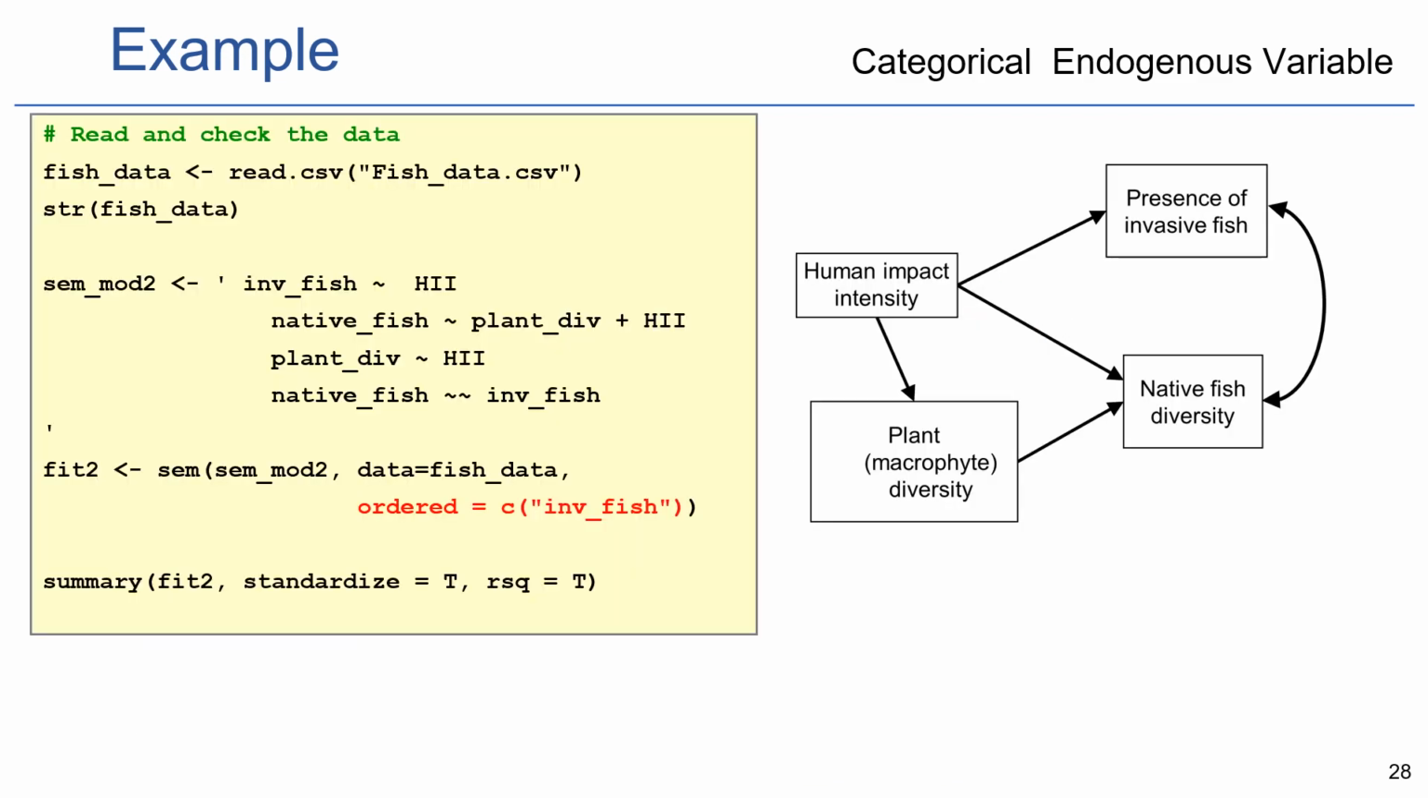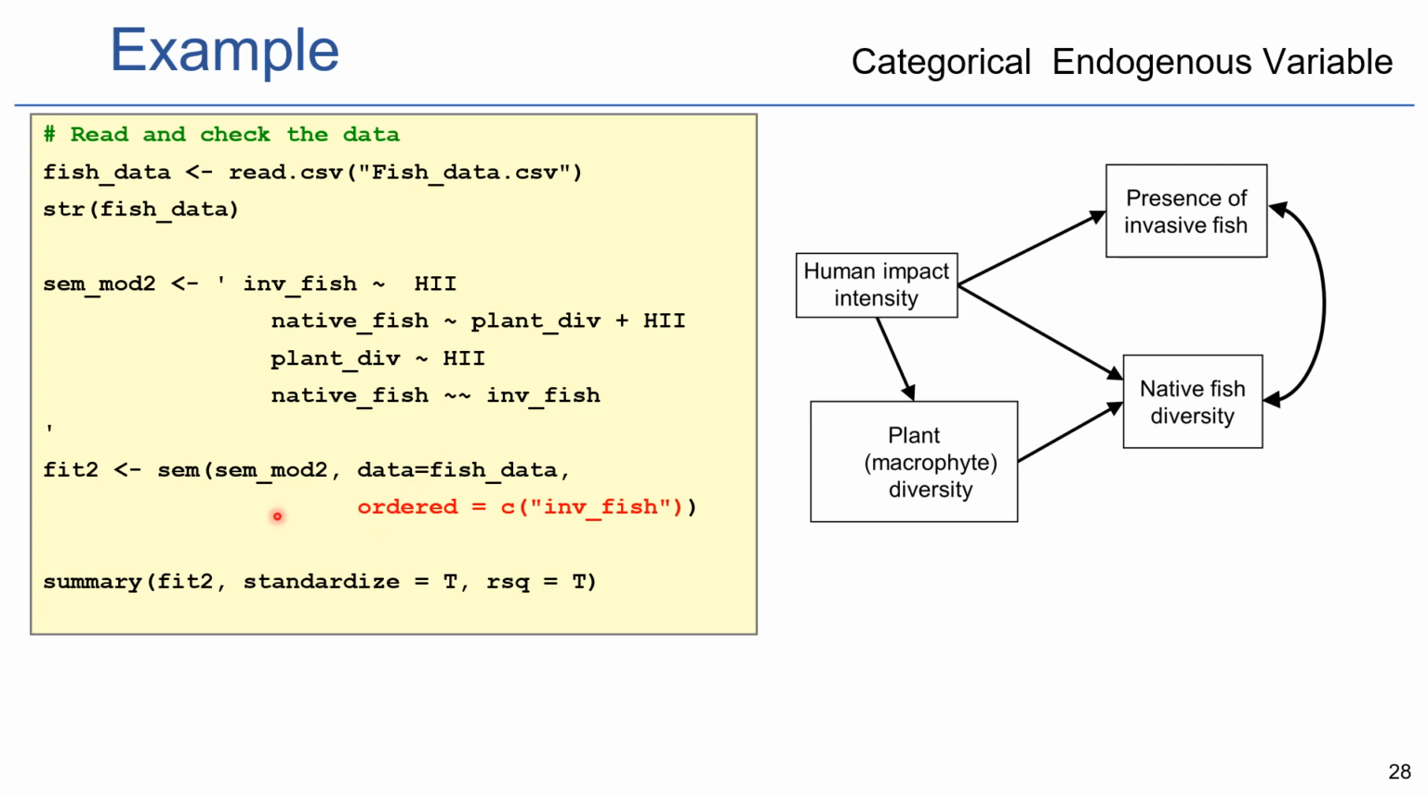And now let's take this example in Lavaan. For this, we have data named fish data CSV in the Blackboard. And when you check the structure of the data, you will notice that the presence of invasive fish is categorical and it has two levels, presence and absence. And you have to specify the model the way you already know. And be careful here that we have the correlation, so we have to use double tilde for the correlation.